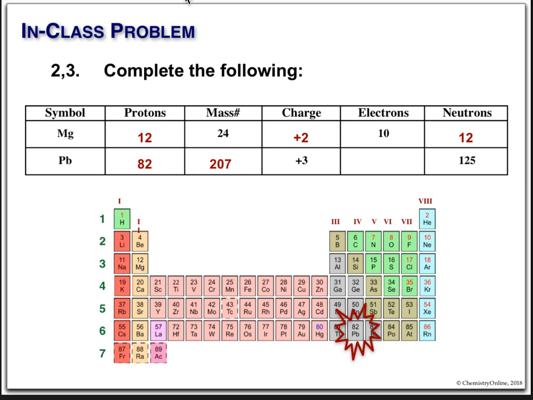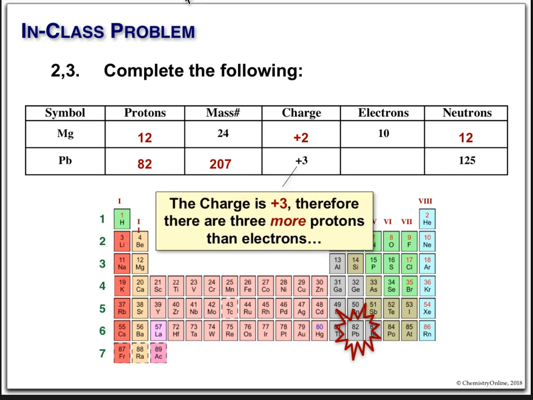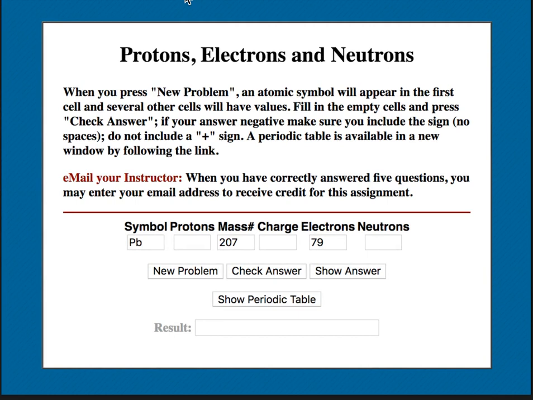Now finally, the number of electrons. We are given that the charge is +3. Because our charge is +3, that means we have 3 more protons, 3 more positives than we do negatives. Therefore, the number of electrons must be 82 minus 3, or 79. Once again, if you have any questions or you want practice on a problem like this, here's a tutorial. Protons, electrons, neutron. It's not called that, but it should be. But it's there somewhere.